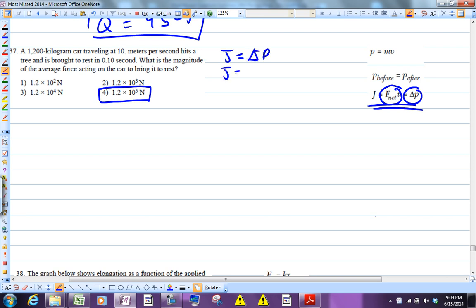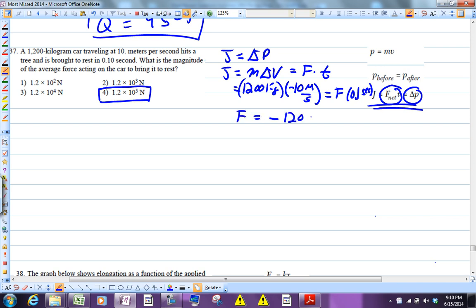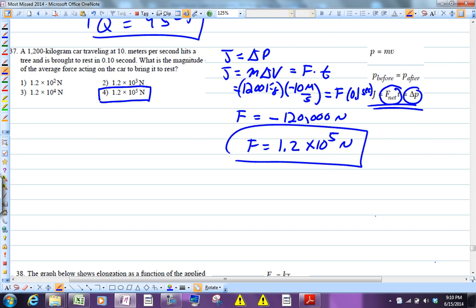Change in momentum, which is mass times change in velocity, and it's force times time. Well, the mass is 1,200 kilograms. The change in velocity, it's brought to rest from 10 meters per second, is negative 10 meters per second. The force is what we want to know. Time is 0.1 seconds. Sorry for the squish. And that is going to give you a force that is negative 120,000 newtons, or magnitude of 120,000. In scientific notation, move the decimal over 5 times. That's going to be 1.2 times 10 to the 5 newtons. So that's going to be choice 4.